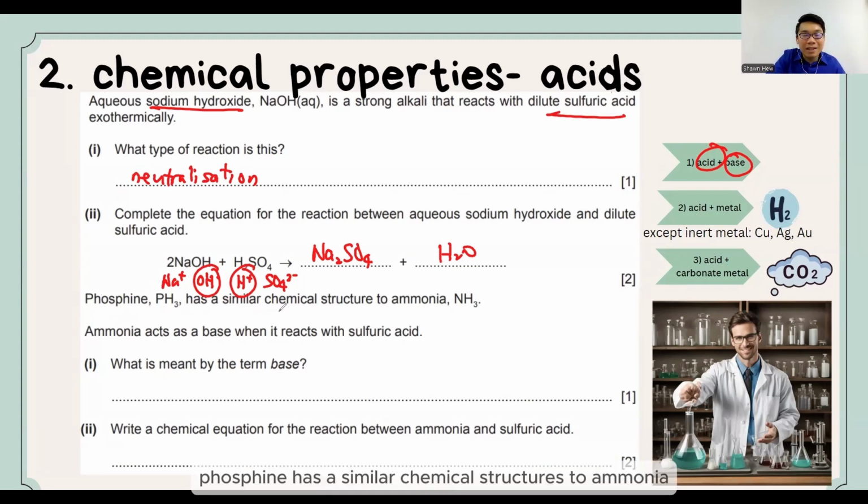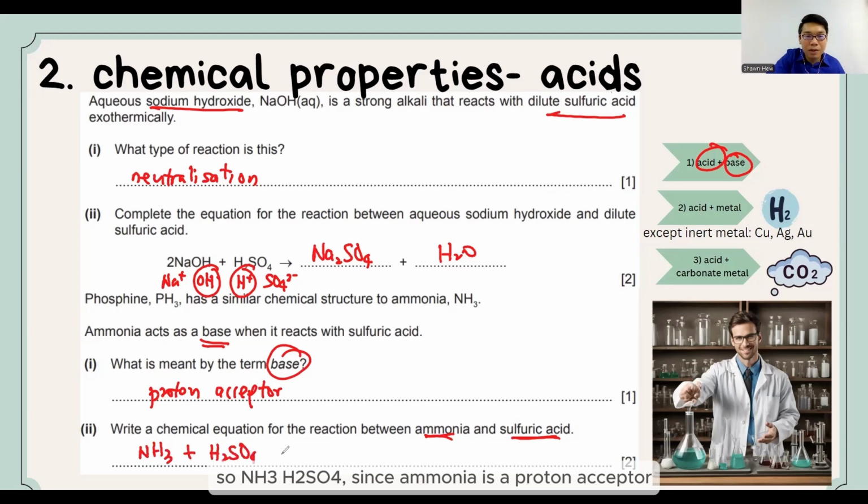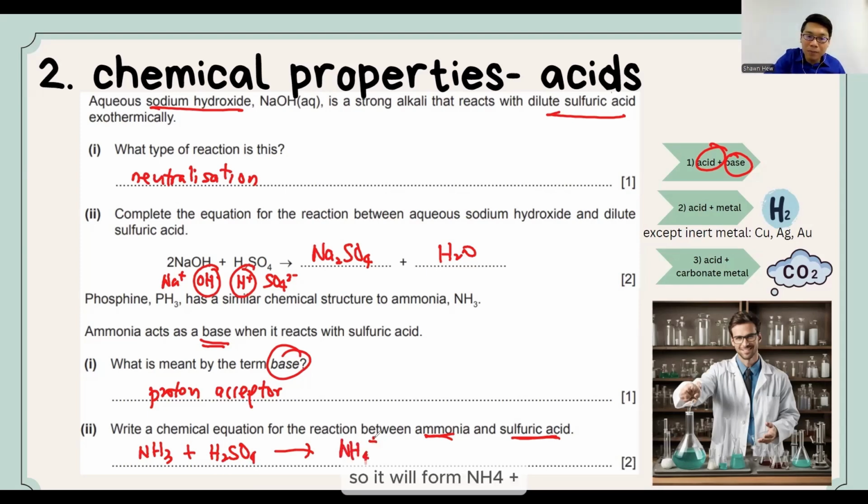Next, phosphine has a similar chemical structure to ammonia. Ammonia acts as a base, reacting with H2SO4. So what is the term base we learned just now? It's a proton acceptor. Write a chemical equation for the reaction between ammonia and sulfuric acid. So NH3, H2SO4. Since ammonia is a proton acceptor, it will form NH4+. So NH3 and H+ form NH4+, the ammonium ion, with the sulfate negative charge. So this part we need to double it, and we form (NH4)2SO4.